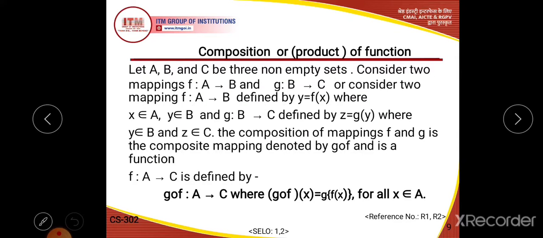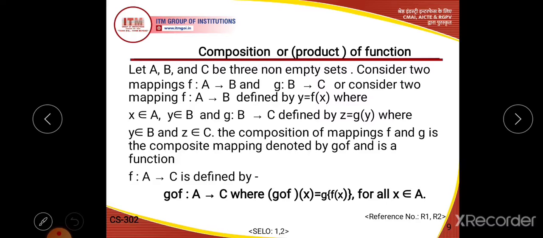Now come to the second topic of this video. The topic name is composition, or we can say product of functions. Let A, B, C be three non-empty sets. Consider two mappings. First one, f such that A to B, and the second mapping is g such that from B to C. We are having two mappings, f and g.